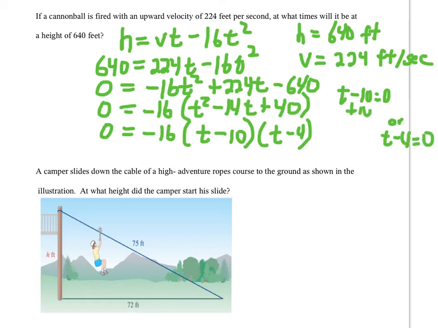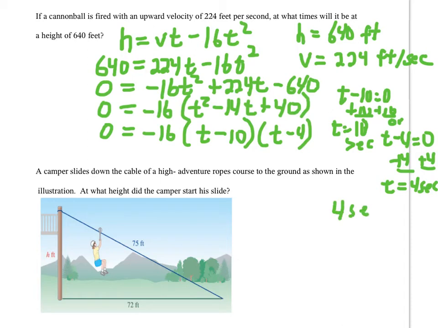And when I add 10, I get that t equals 10 seconds. And when I add 4 over here, I get t equals 4 seconds. So on the way up, after 4 seconds, the object's at 640 feet, and then on the way down, after a total of 10 seconds. So it's 4 seconds and 10 seconds when the object is at 640 feet. One on the way up, one on the way down.